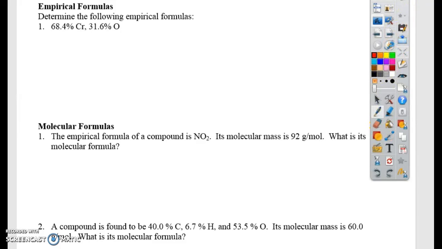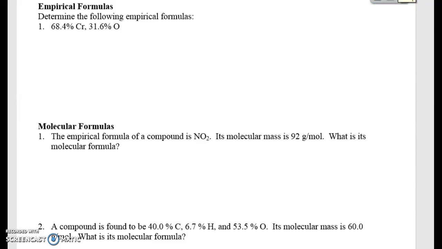In this video, I am going to cover empirical and molecular formulas. Now, the empirical formula is just the lowest whole number ratio of the elements that are in there. The molecular formula tells you exactly how much of each element is in a compound or molecule. And when you're doing a molecular formula, about 90% of the work you have to do is figuring out the empirical formula.